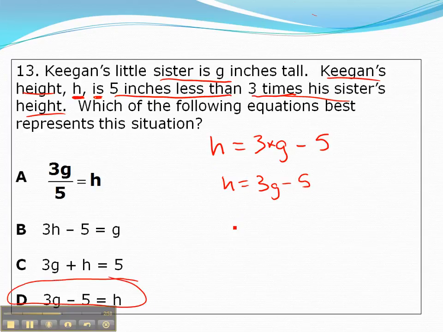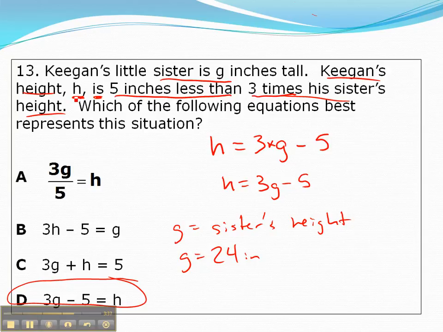Now, these are tough problems, so I want to give you another option for solving this type of problem. We know his sister's height is g. G equals sister's height. Let's just make her 24 inches tall. G equals 24 inches. And I don't know how realistic that is. It doesn't matter. We're just trying to put some numbers in here to see if we can find an easier way to solve this.